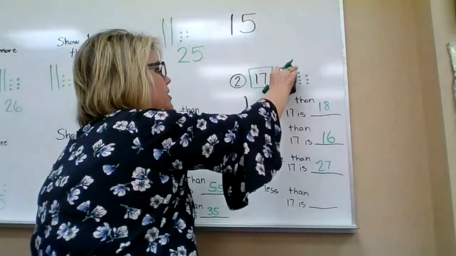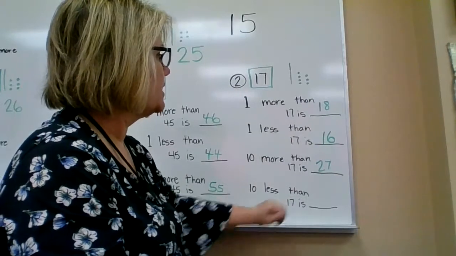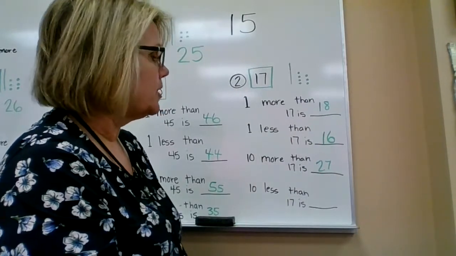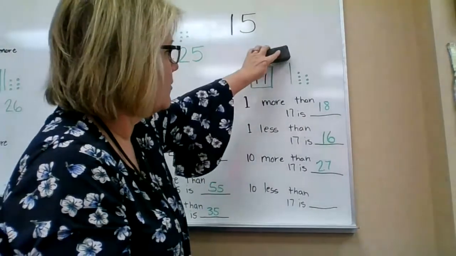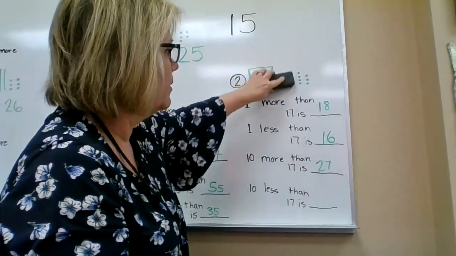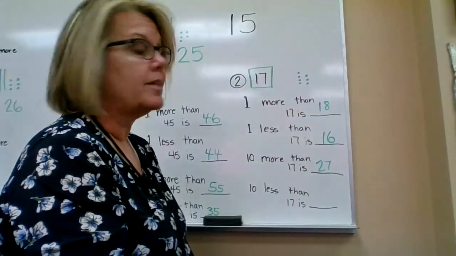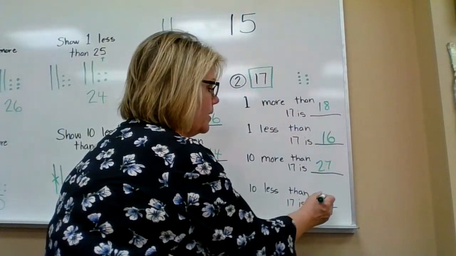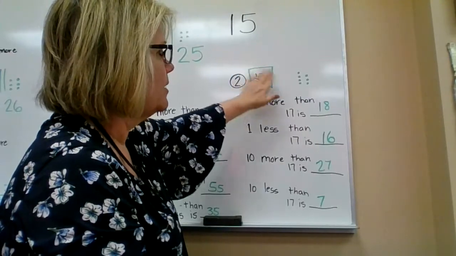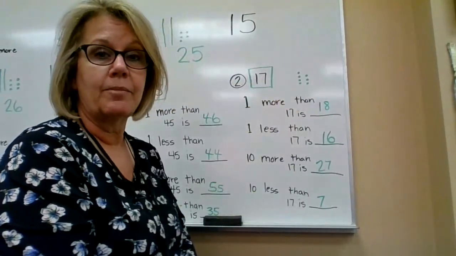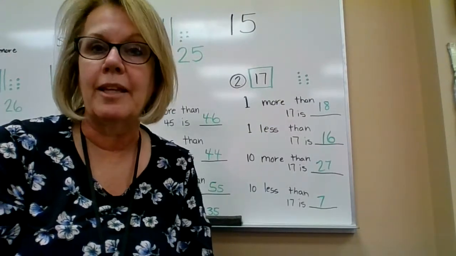Okay, let's turn this back to 17 again. 10 less than 17 is, that means we're taking away a group of 10. 10 less than 17, let's take that group of 10 away. And what are we left with? We're left with 7. Yeah. If we take that group of 10 away, now we don't have anything in the tens place, and we have 7 ones.